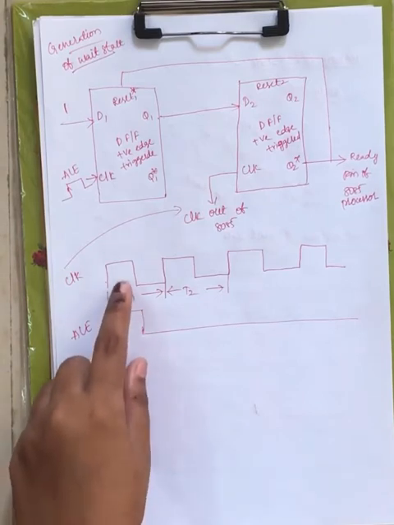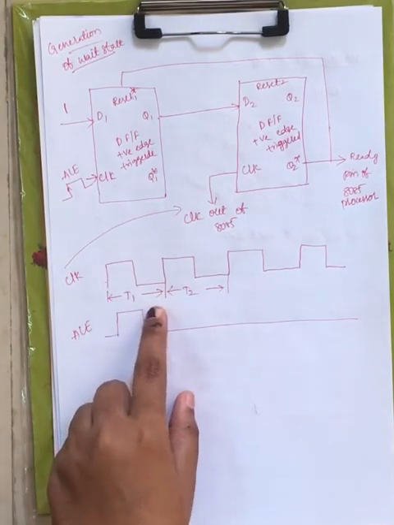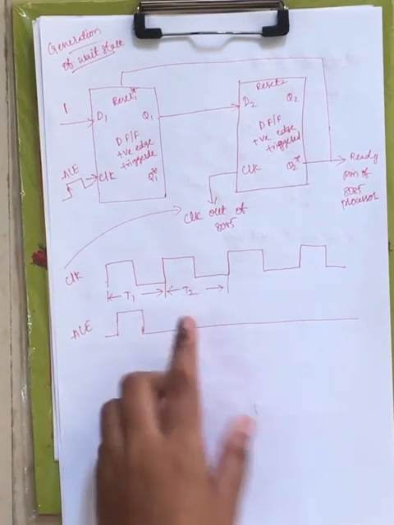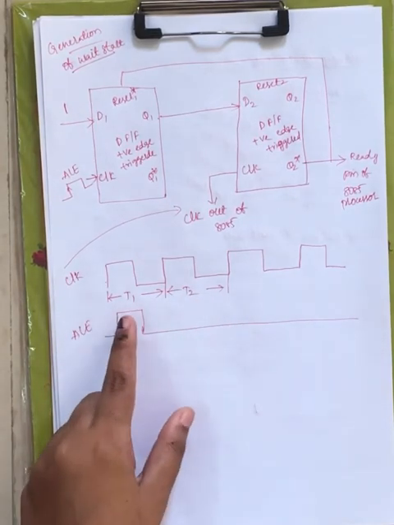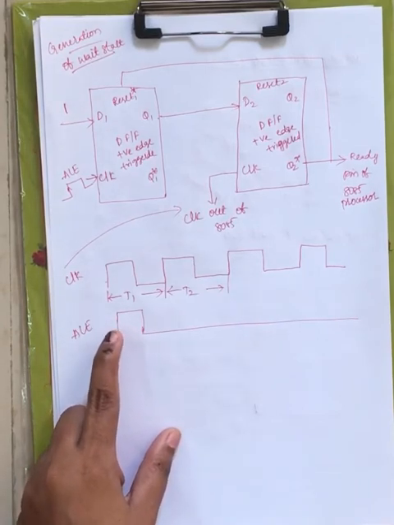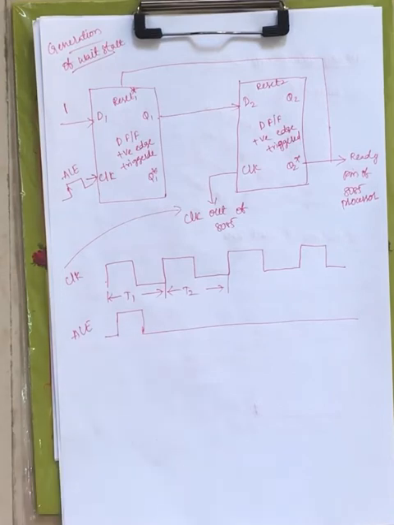That means T1 is nothing but the first clock cycle, T2 is the second clock cycle, and so on. During the beginning of the first clock cycle, T1, ALE is high, and for the remaining clock cycles it will be 0. This is the behavior of the ALE signal: it is always high for the first clock cycle only, and for the remaining clock cycles it will be 0.